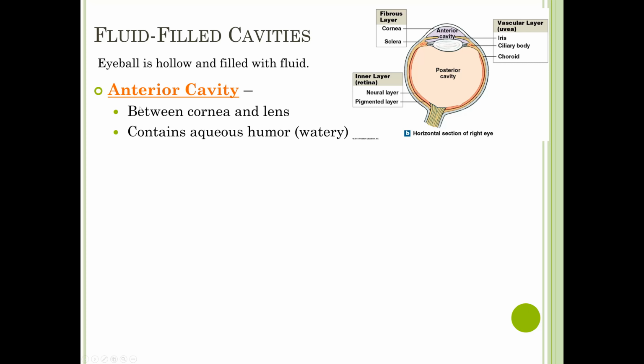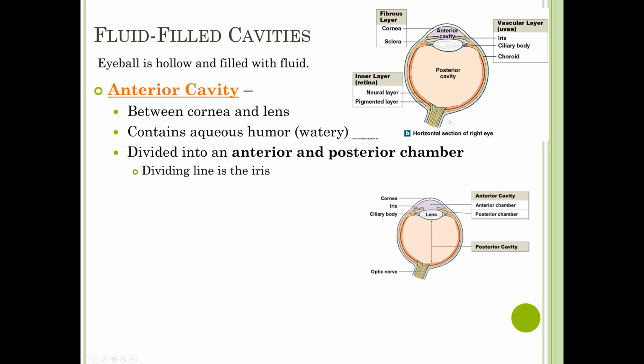And the first one is the anterior cavity, which is shown in this light purple color up here. The anterior cavity lies between the cornea and the lens, and this part contains aqueous humor, which is a very watery-based fluid that we'll talk about in more detail in a moment.